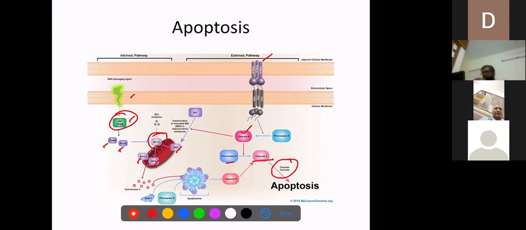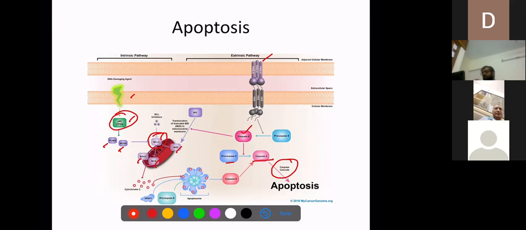Most of the pro-apoptotic genes will have a vowel, A, E, I, O, U, one of the vowels in it. But an anti-apoptotic gene will not have a vowel. It's just a simple clue. It need not be applicable all the time. There is going to be a question asked in which all the following are pro-apoptotic genes except.